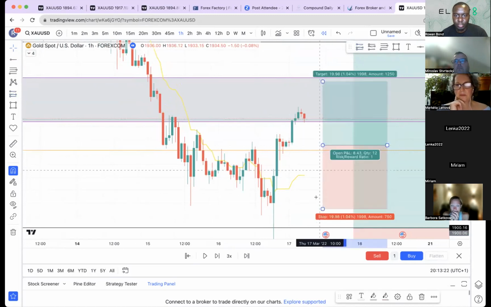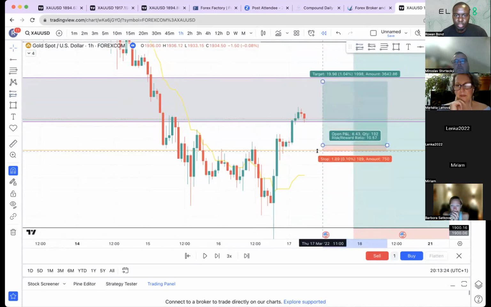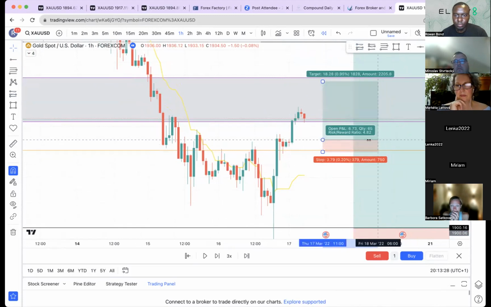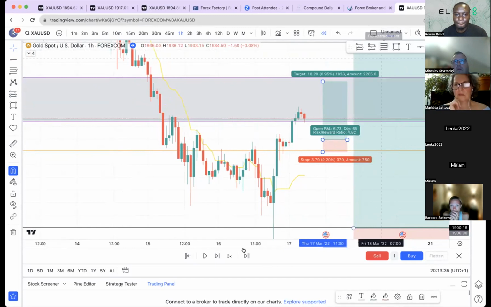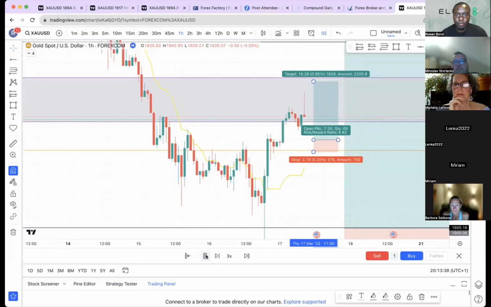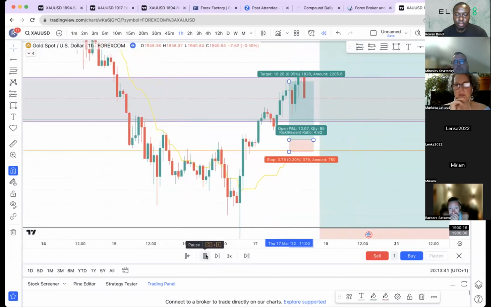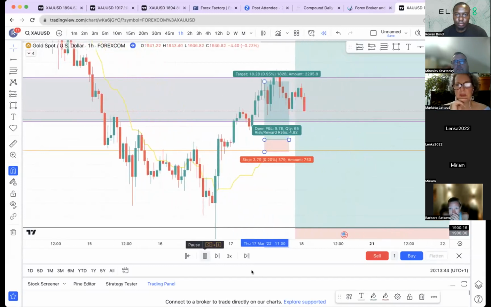Look at this. If we did something like this, this is without doing the fib, I'm just going off my gut feeling here. We keep playing this. Let's see what happens. Does it come back to that zone?